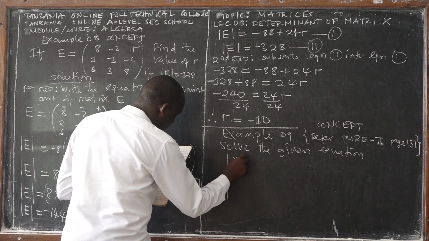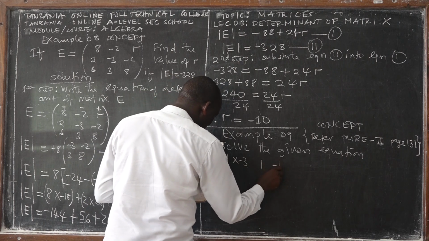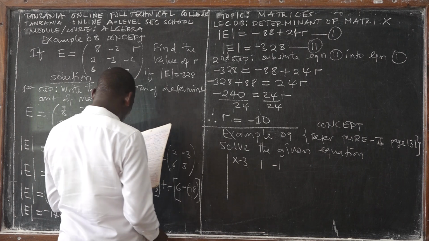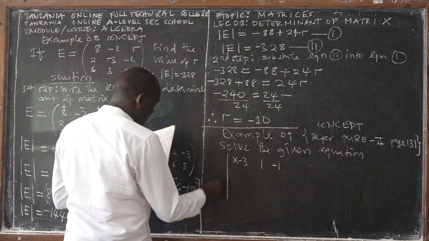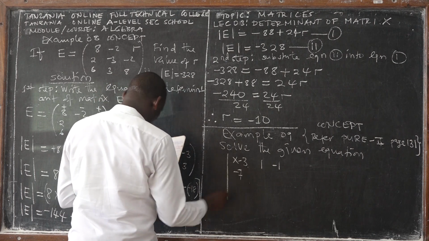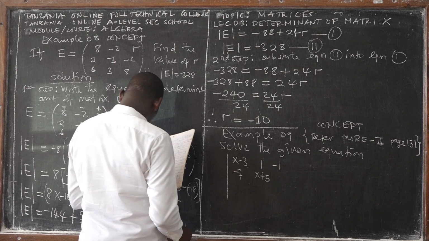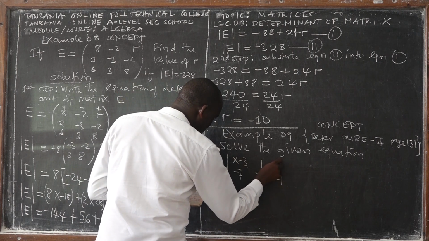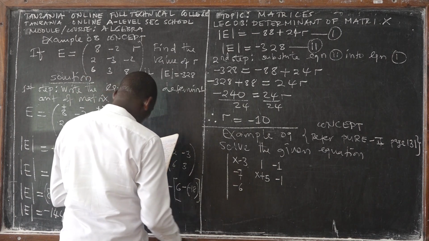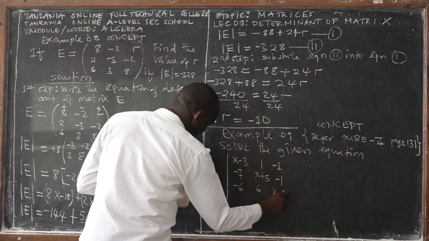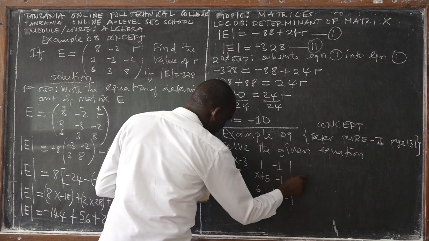We have been given x minus 3, 1, -1. This is the common book for advanced pure mathematics, and also a common book for the different modules in the ordinary diploma. Here we have -7, x plus 5, -1, -6, +6, x minus 2. Then we have this sign is equal to 0.